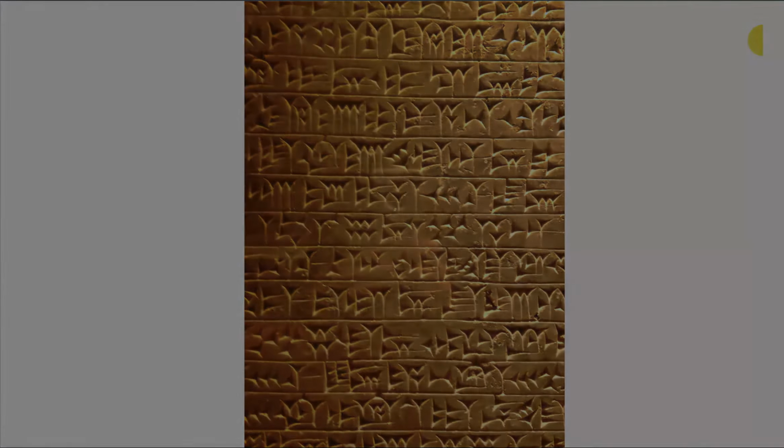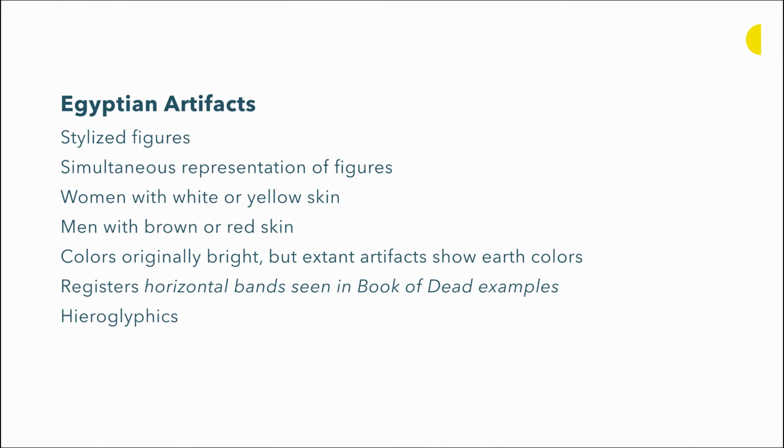100 BCE. Now, Egyptian artifacts have stylized figures too, and women and men have different colored skin. Colors are originally bright, but extant artifacts show earth colors, and we see registers or horizontal bands and hieroglyphics.